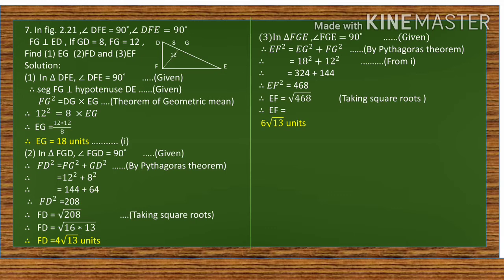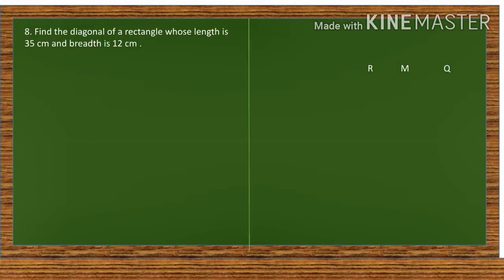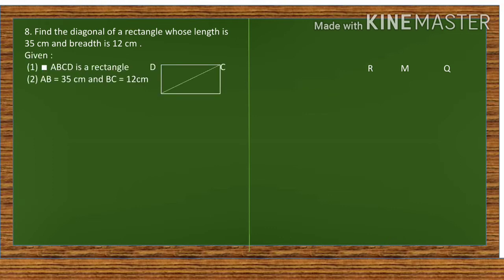Now, next question, question number 8. Find the diagonal of a rectangle whose length is 35 cm and breadth is 12 cm. So we have to draw a rectangle here. This is rectangle ABCD. Given: quadrilateral ABCD is a rectangle. AB is the length of the rectangle, that is 35 cm, and BC is the breadth of the rectangle, that is 12 cm. And we have to find diagonal AC.